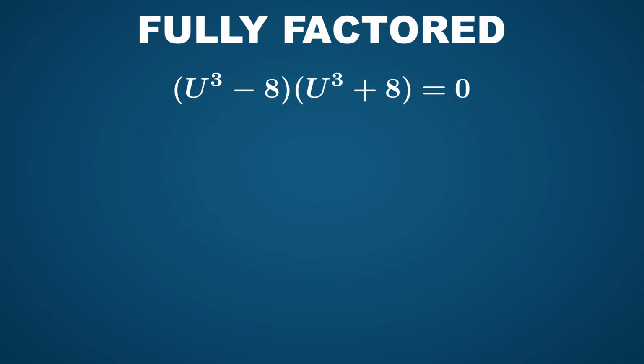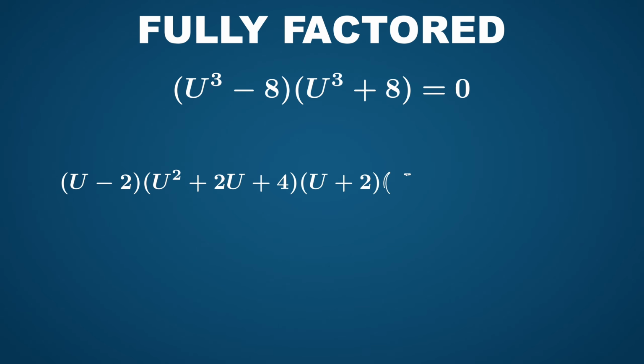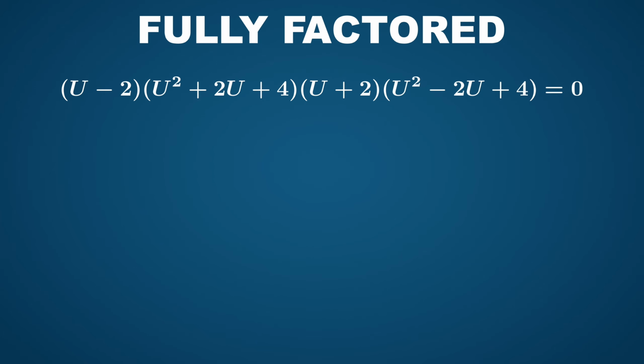Let us clearly write out the fully factored version of our equation. The first factor is the linear binomial u minus the number 2. The second factor is the quadratic u squared plus 2u plus 4. The third factor is the linear binomial u plus the number 2. The fourth factor is the quadratic u squared minus 2u plus 4. The product of all four of these expressions is exactly equal to 0.